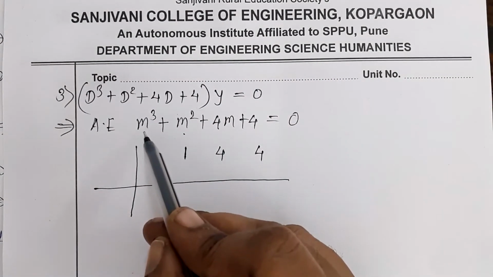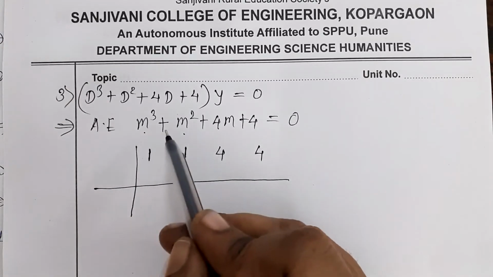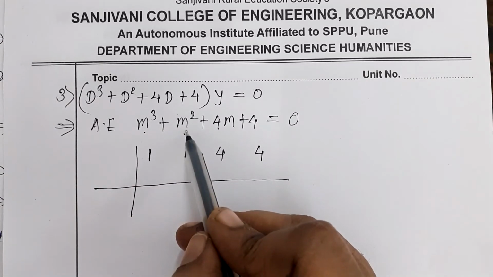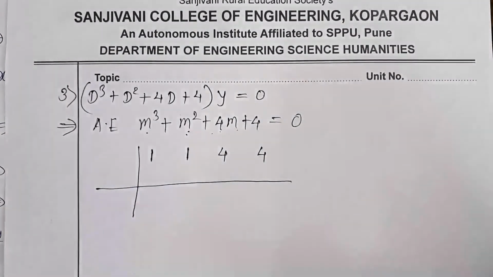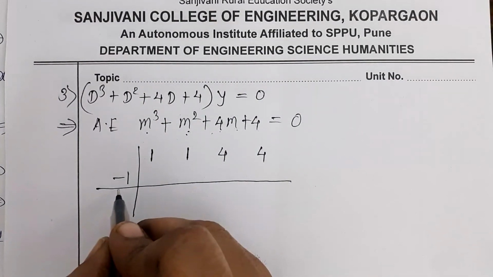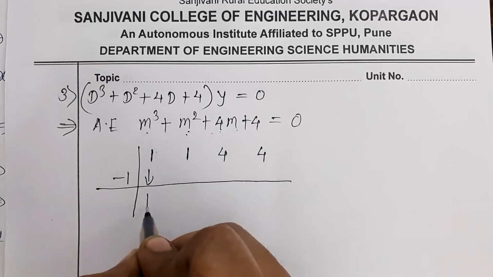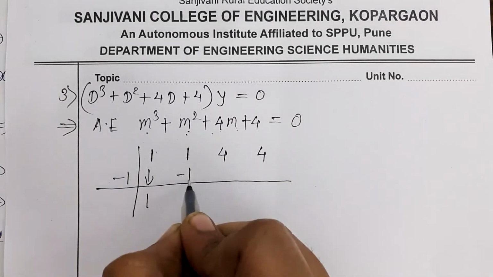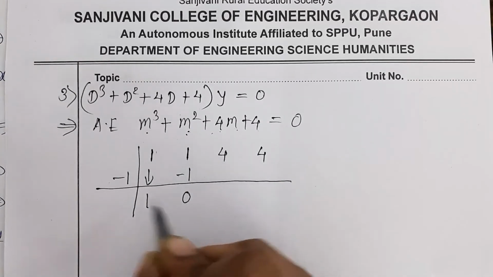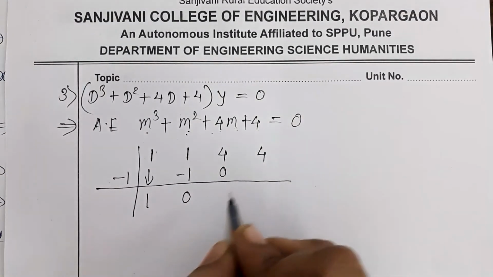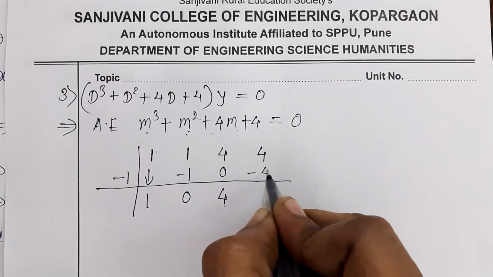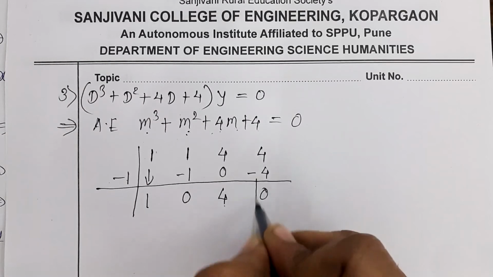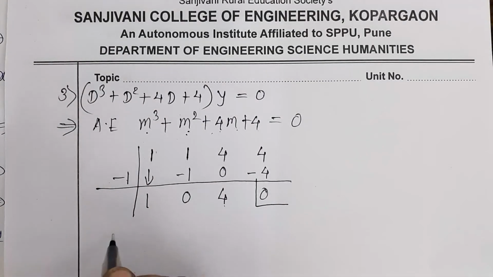Second, if we put minus 1, minus 1 cube is minus 1. Minus 1 plus 1, it is 0. Then 4 into minus 1, minus 4 plus 4, it is 0. So minus 1 is the root of this equation. Now divide this by minus 1. So first 1 remains as it is. 1 multiplied by minus 1 is minus 1. Minus 1 plus 1 is 0. 0 multiplied by minus 1 is 0. 0 plus 4 is 4. 4 multiplied by minus 1 is minus 4. So this is 0.